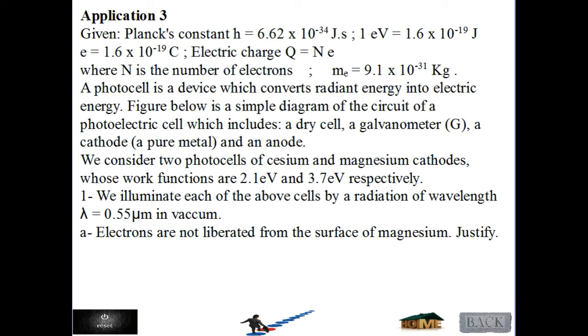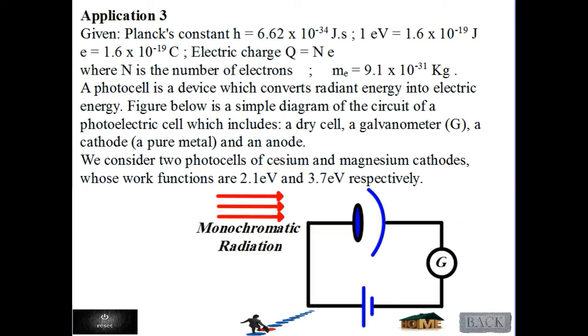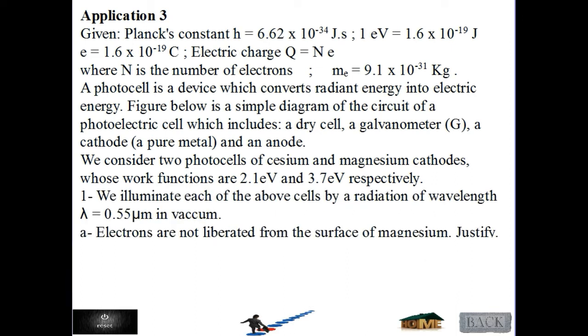A photocell is a device which converts radiant energy into electric energy. The figure below is a simple diagram of the circuit of a photoelectric cell, which includes a dry cell, a galvanometer G, a cathode, which is a pure metal, and an anode. We consider two photocells of cesium and magnesium cathodes, whose work functions are 2.1 electron volt and 3.7 electron volt respectively. Part 1. We illuminate each of the above cells by a radiation of wavelength lambda 0.55 micrometer in vacuum.